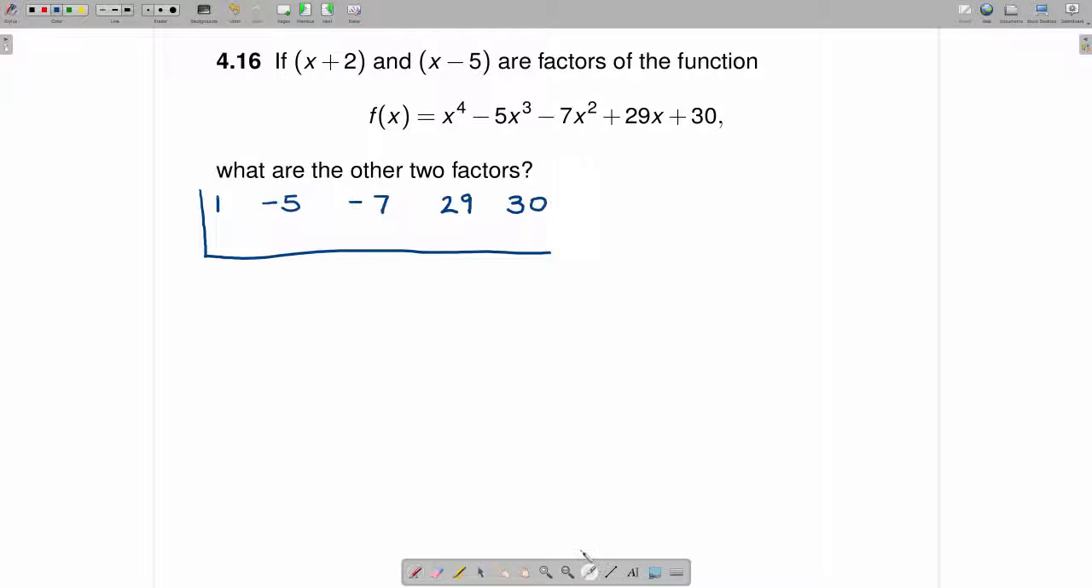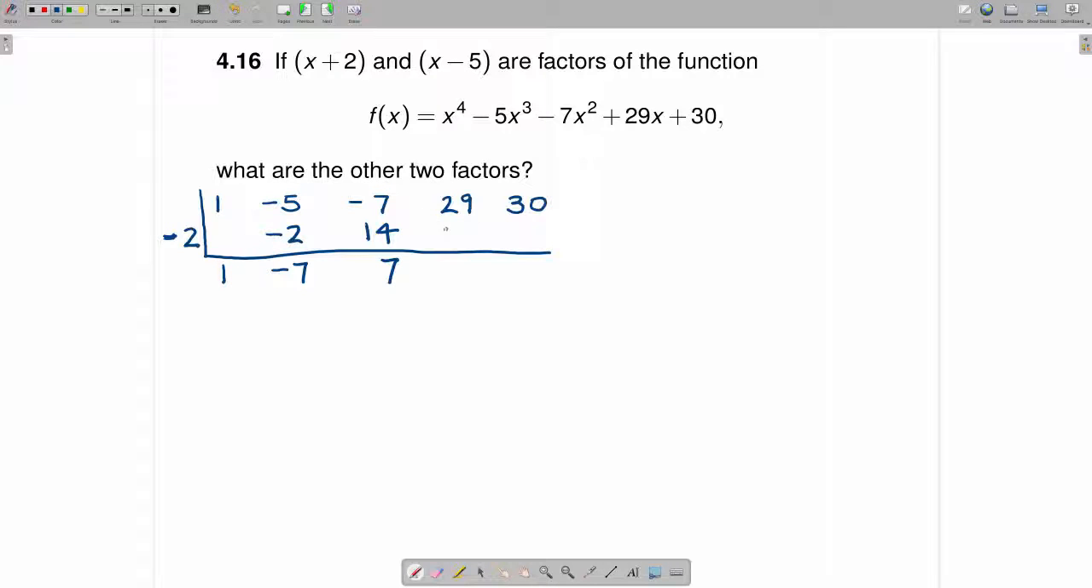Now the next thing we do, associated with this x plus 2, is a 0 of negative 2. So we put the negative 2 over here. And at this point, we start by dropping down the 1, and after that it's just multiply and add. So we multiply 1 times negative 2, we get a negative 2. When we add negative 5 and negative 2, we get a negative 7. And then negative 7 times negative 2 is positive 14. When those two get added, you get 7.